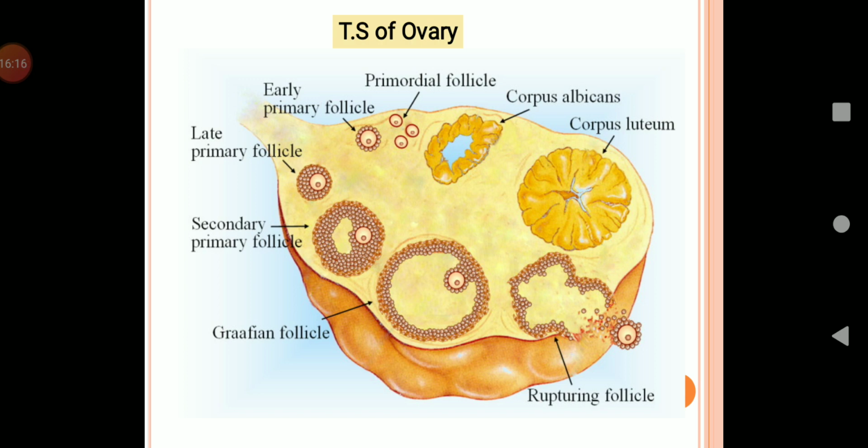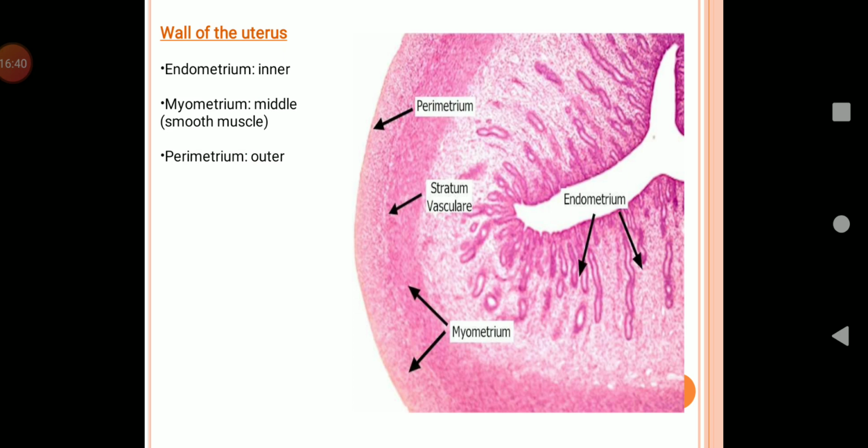If the ovum is fertilized, corpus luteum secretes progesterone to maintain pregnancy, and relaxin, that is the hormone, towards the end of pregnancy. The ovarian cortex may also show white body or corpus albicans, representing a degenerating corpus luteum in case the ovum is not fertilized. This is the wall of the uterus: the endometrium, the inner layer; the myometrium, the middle smooth muscle layer; and the perimetrium, the outer layer. The endometrium thickens during follicular development in the menstrual cycle.